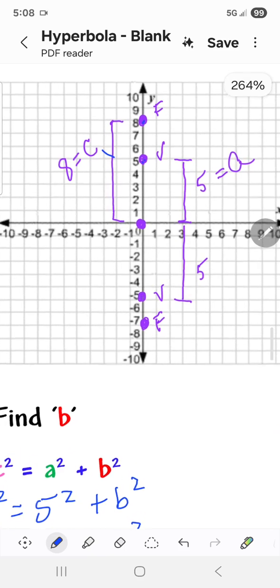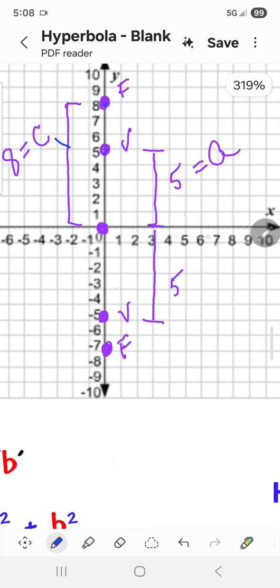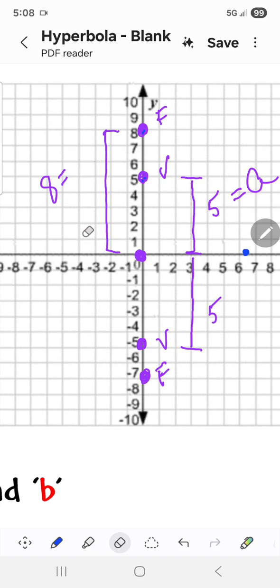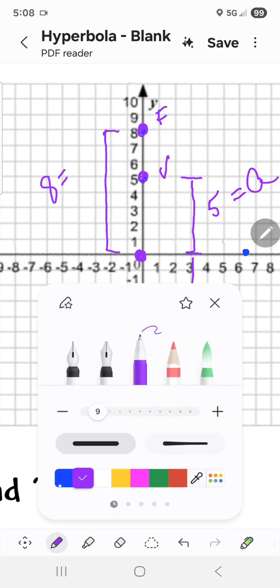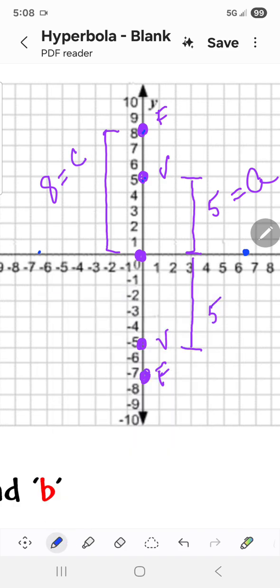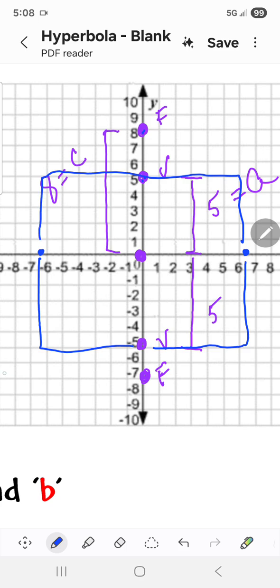Now let's go ahead and plot that 6.24. Remember, 6.24 is going to be on the opposite axis of the hyperbola. All right, so if the hyperbola is opening up and down, that means that I want to go left and right with the values of b. Now I have everything I need in order to draw the box. So we're going to do that. And next we're going to draw our diagonals going through the center, corner to corner through the center.